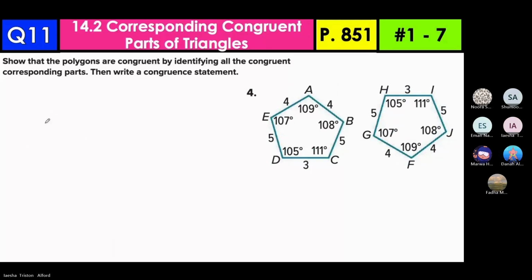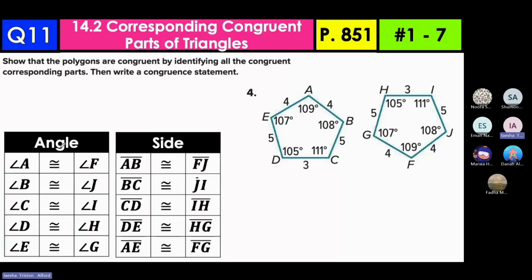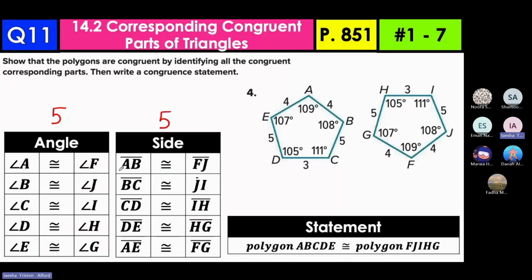This one is easy. You have numbers inside and numbers outside. So match all of the angles, then you can do the sides. This is a pentagon, so you have 5 angles and 5 sides. So for your statement, when you do not have a triangle, we write polygon in the statement.